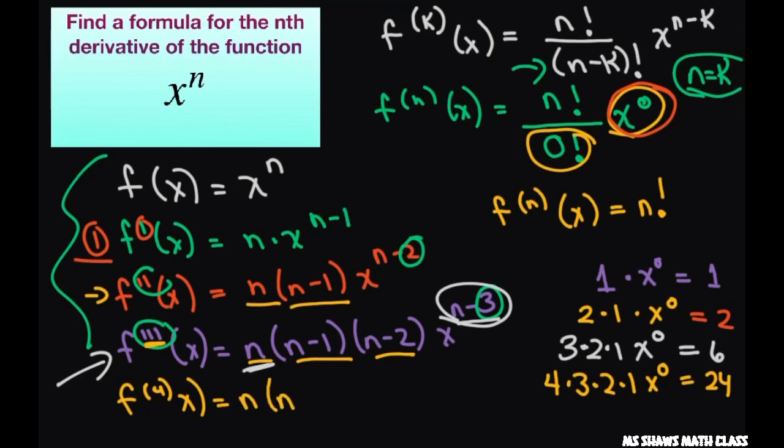So that would be the fourth derivative of x to the n. You have 4 terms, and then we have x to the power of n minus 4. So that's why you're left with this simple formula.